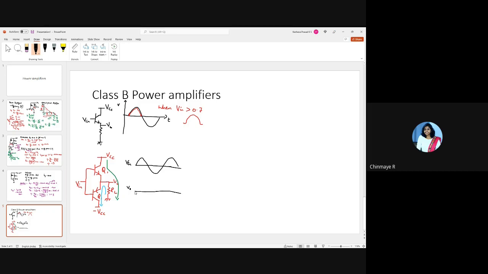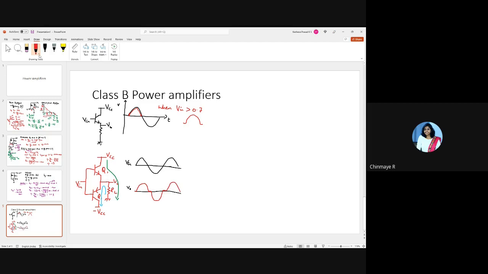from 0 to 0.7, it's off. Both the transistors are off, right? From 0 to 0.7. And then it will start conducting only after 0.7 volts. And again, this is off. From 0 to minus 0.7 also, this is off. And then it conducts here again. From minus 0.7 to 0 is off. Again, 0 to 0.7 is off. And then it conducts here again.